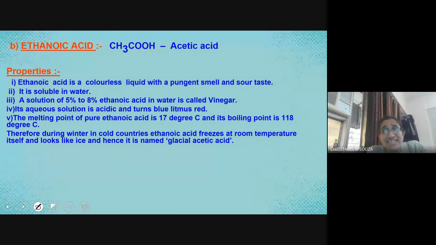Obviously, it's an acid, so it is acidic in nature and it turns blue litmus red. The melting point of pure ethanoic acid is 17 degrees Celsius and its boiling point is 118 degrees Celsius. Therefore, during winter in cold countries, ethanoic acid freezes at room temperature and it looks like ice, and hence it is named glacial acetic acid.